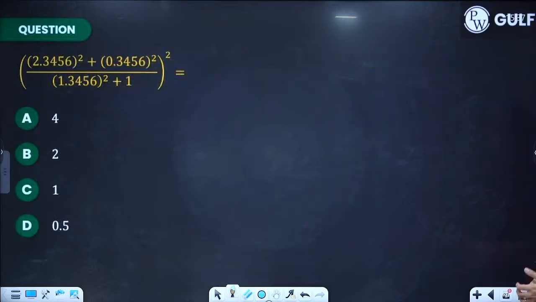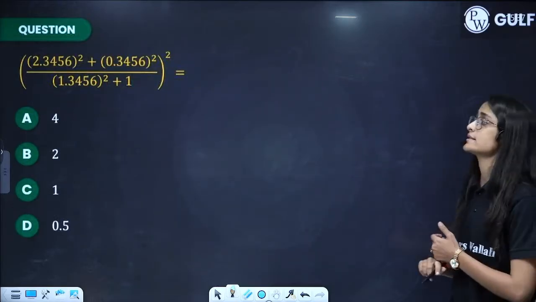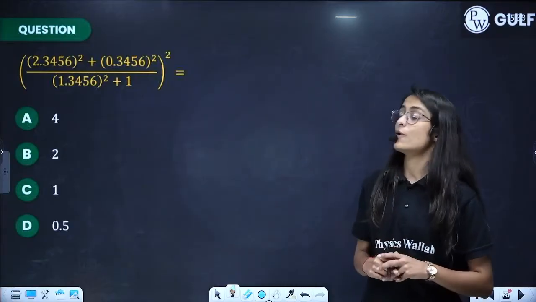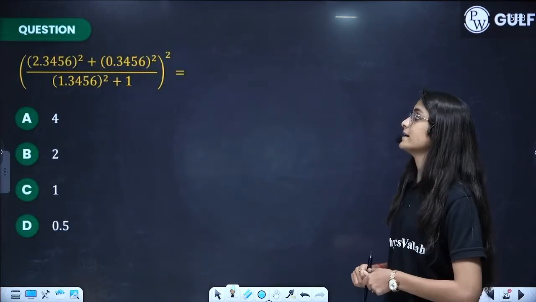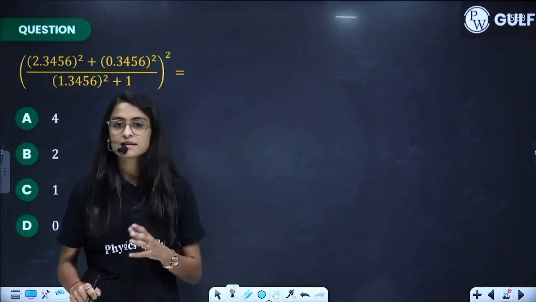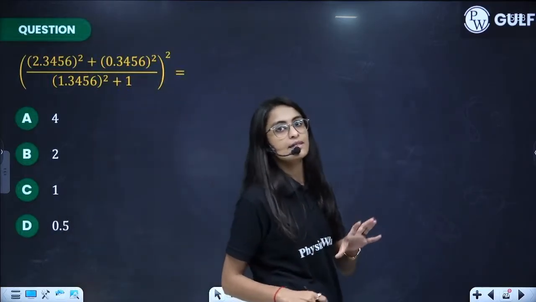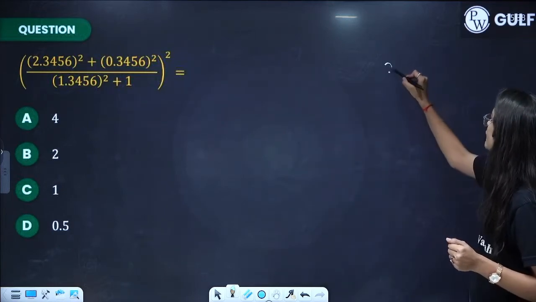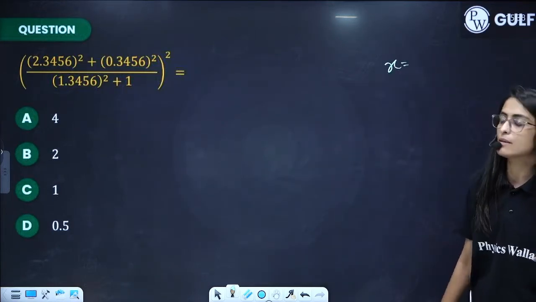Alright, so moving forward, the next question says 2.3456 square plus 0.3456 square divided by 1.3456 square plus 1. See, this seems a bit tricky, is it? It seems lengthy. Yes, ma'am, it seems lengthy. So, what should we do? Shall we assume a number x, ma'am? Which number will we assume as x?